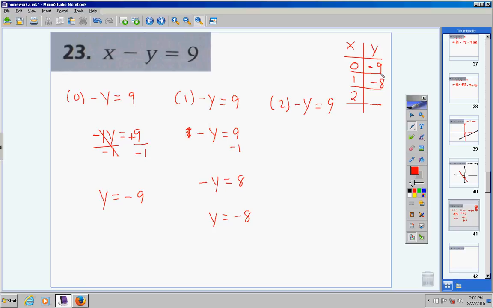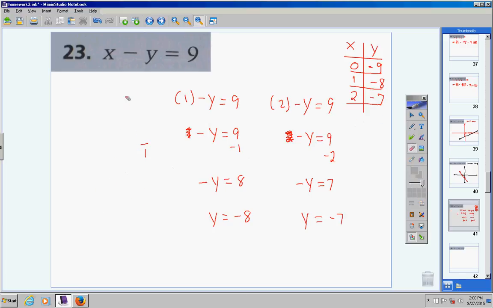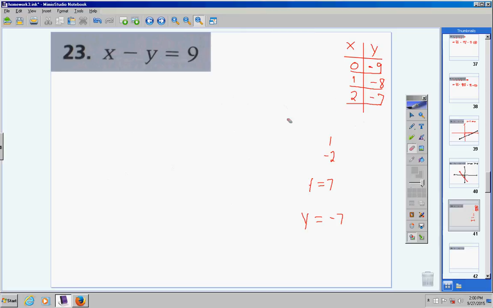Now look at your pattern here. The next number should be negative 7. Let's see if it is. 2 minus y equals 9. So 2 negative y equals 9. Bring the 2 over and make it a negative 2. So negative y equals 7. If negative y equals 7, then y equals negative 7. There it is. So students, I just got 3 ordered pairs, did I not? Sure I did. All that I have to do now is graph those 3 ordered pairs, and I'm finished.